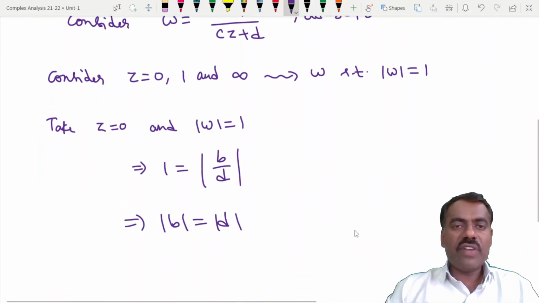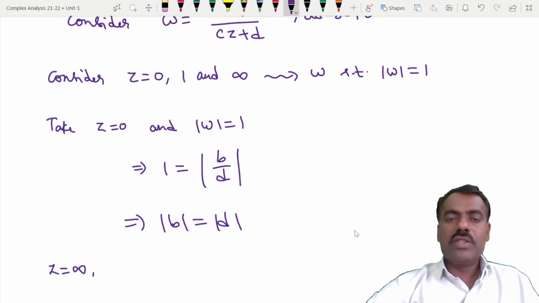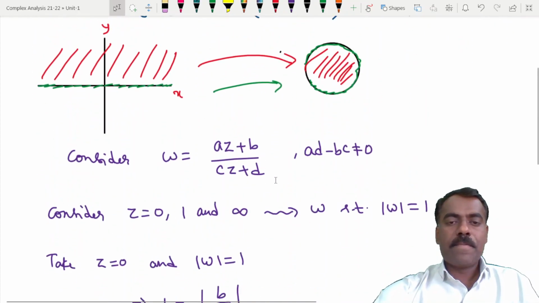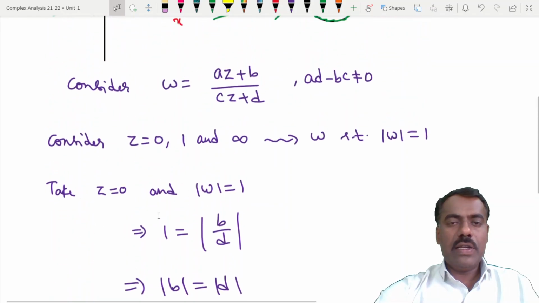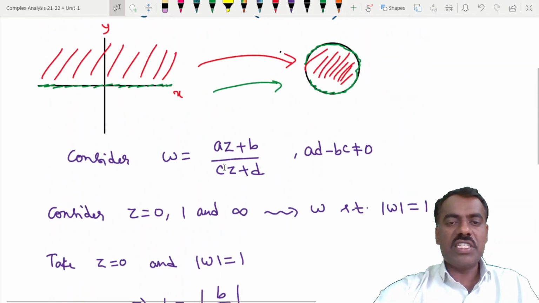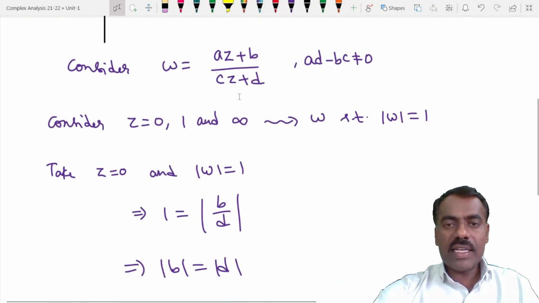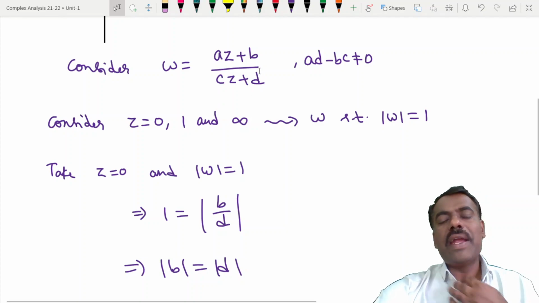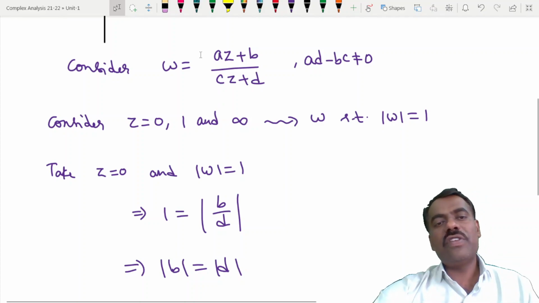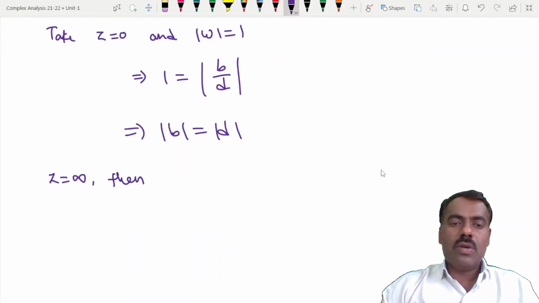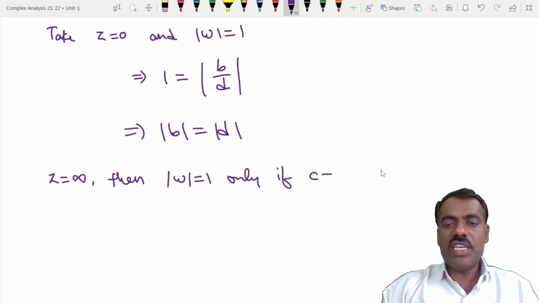Fine. Now take z equal to the point at infinity. When we discussed this linear transformation, we have seen that the point at infinity will go to a finite value if and only if c is not equal to 0. Because if c is equal to 0, then here we will have something like a by d z plus b by d, so that when z tends to infinity, w tends to infinity. Then mod w is equal to 1 only if c is not equal to 0.